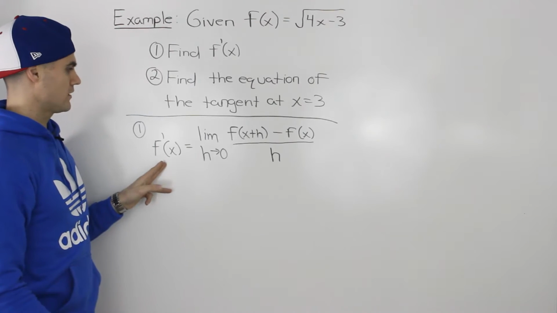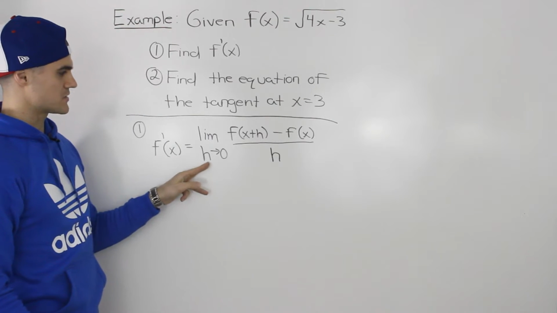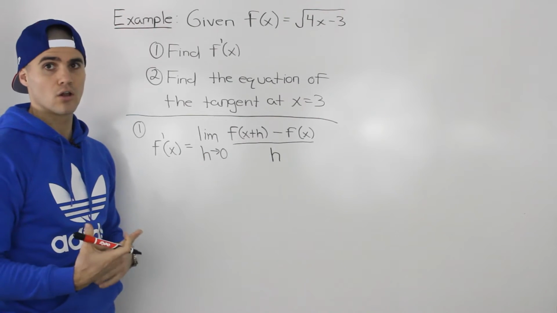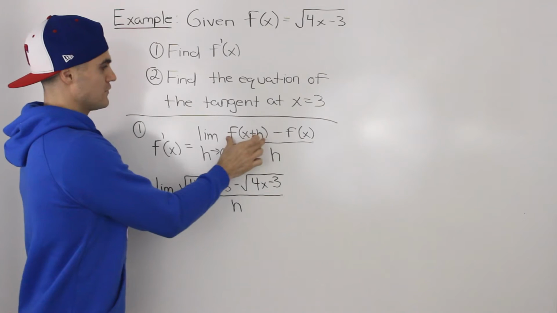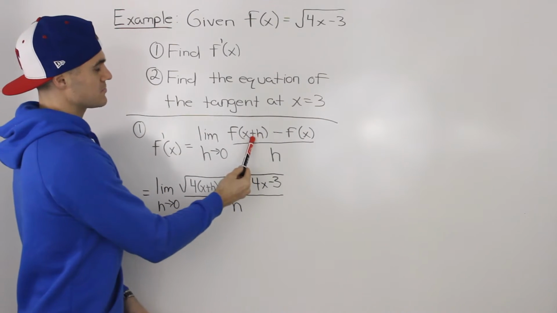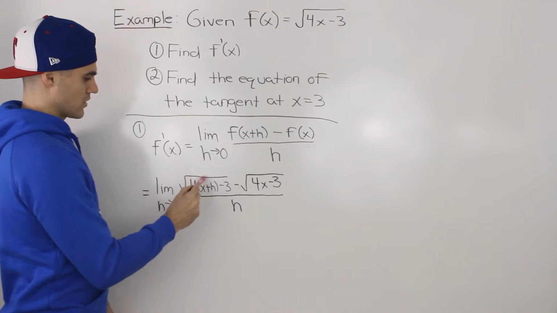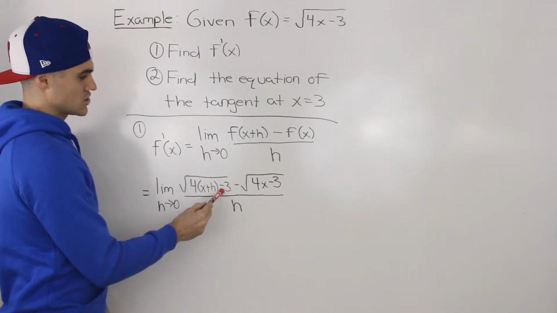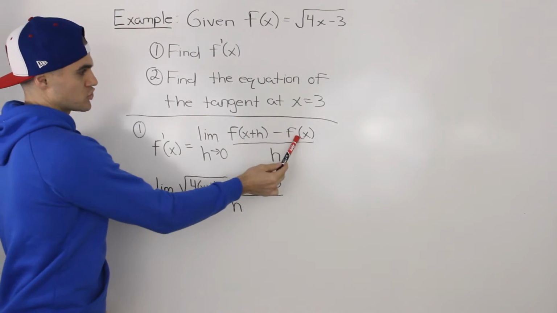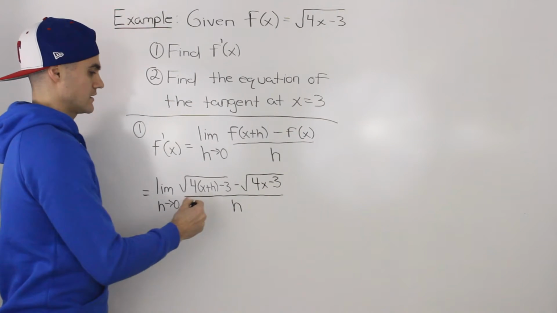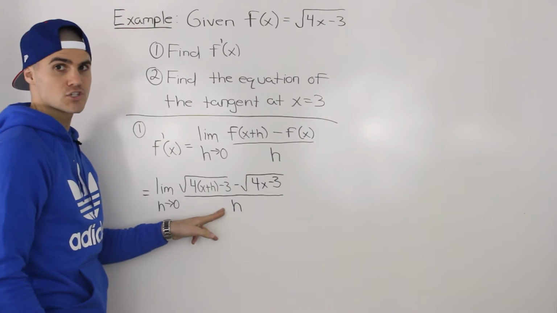So to do number one, we know that f prime of x is equal to the limit as h goes to 0 of f of x plus h minus f of x all over h. Now f of x plus h, we would just take that x plus h and plug it into the x value of the function. So we'd end up with the square root of 4 bracket x plus h minus 3. And then we're subtracting f of x, which is just the square root of 4x minus 3. And then this is still all over h.